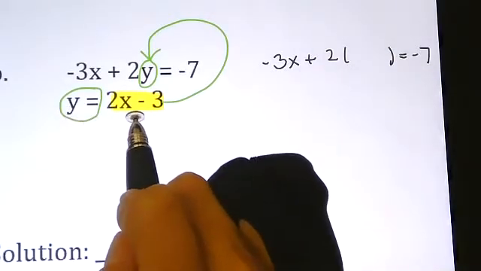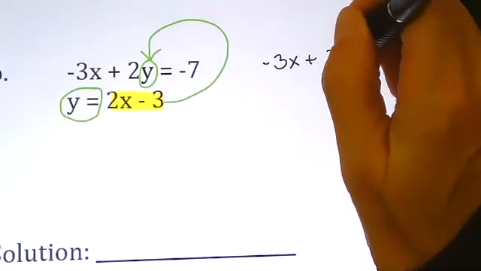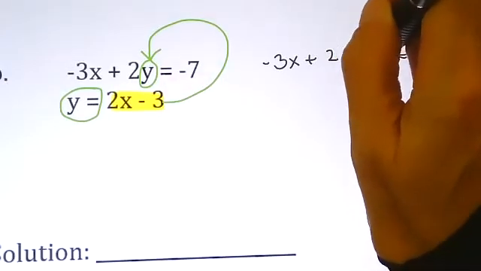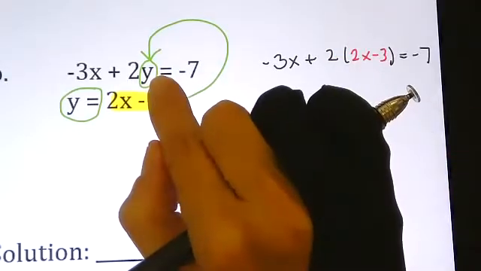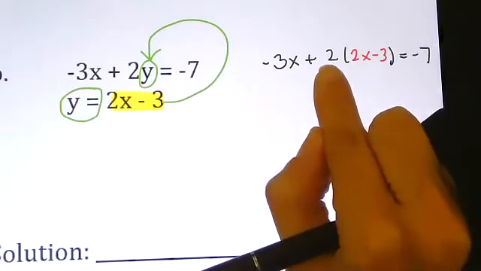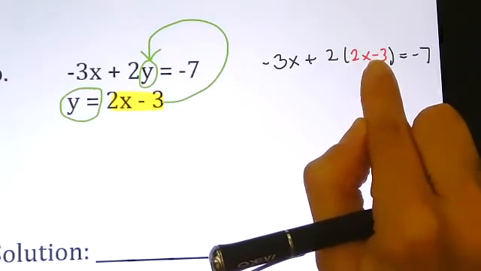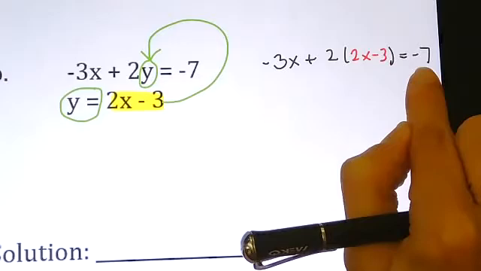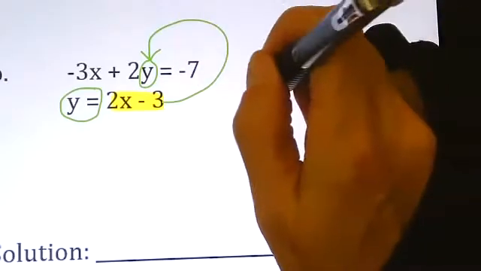However, with y equals, I think it's easier just to go ahead and substitute. So I'm going to substitute 2x minus 3 where the y used to be. So right here, negative 3x plus 2, that's my y, or it used to be my y, equals negative 7, and now we can solve.